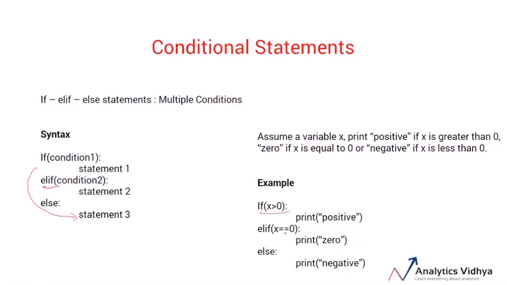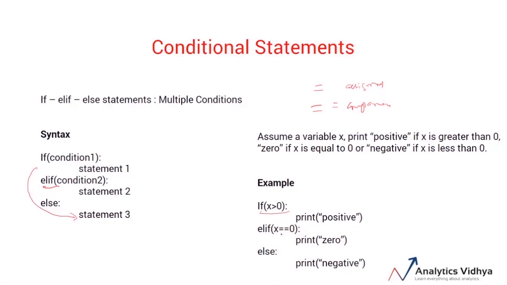But keep in mind that we will use a double equal to compare rather than a single equal to. Single equal to is for assignment, while double equal to is for comparison, and we want to check value of x with 0. So this is a comparison task.